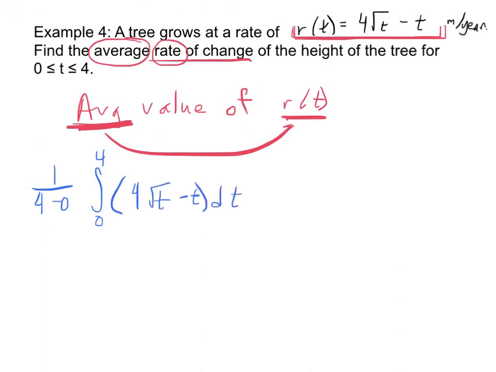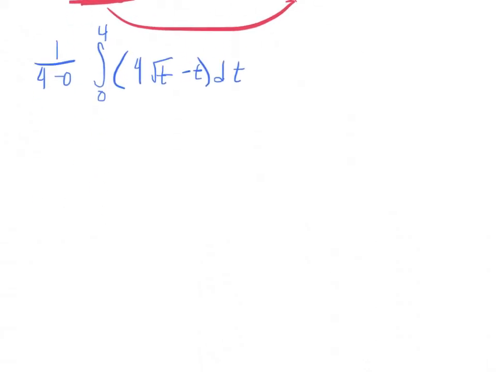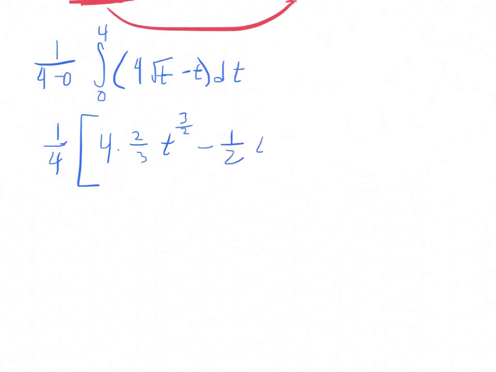And this is one that we can do by hand. If you want some practice with integration, if you've got brain power left, pause the video, walk through this antiderivative, make sure that you can do this basic process in addition to understanding the concept. So let's see here. I've got a 1/4 out front, and I'm going to largely ignore that for a while. The integral of this thing ends up being 4 times 2/3 times t to the 3/2 minus 1/2 t squared, evaluated from 0 to 4. Again, 1/4 out front being ignored.